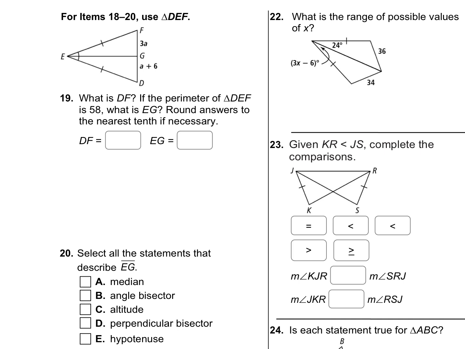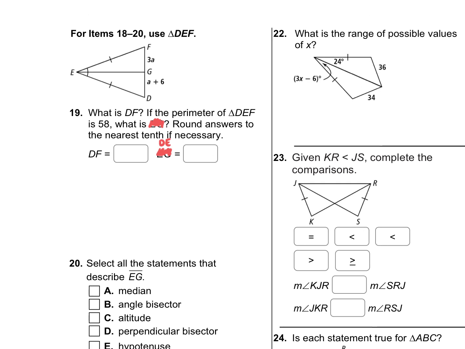Moving on to number 19. 19, I changed it a little bit on you. EG says DE. Okay, so again, reading directions is key. First, it wants us to find what is DF. So DF is this length right here. In order to find DF, what do I need to find first? I need to find A. How can I find A?